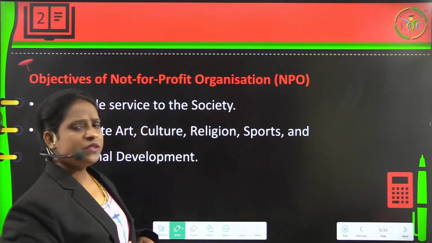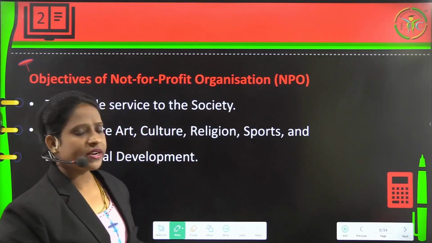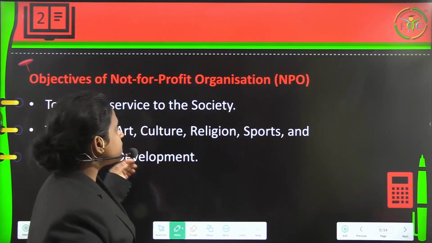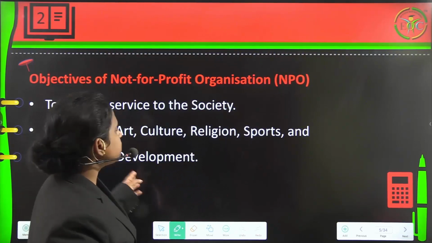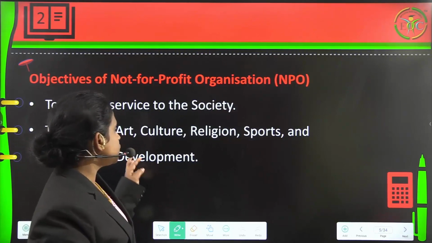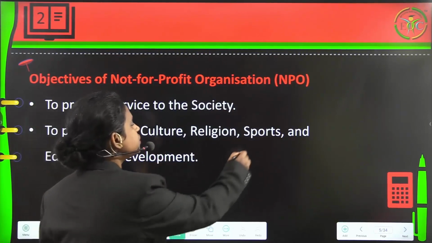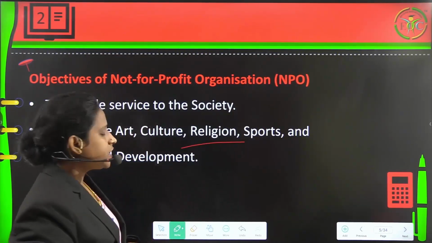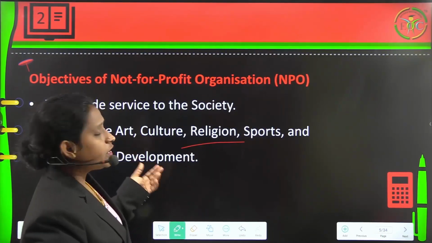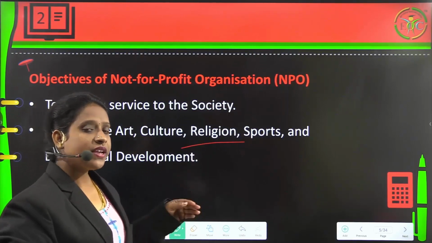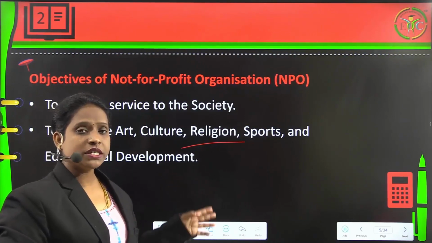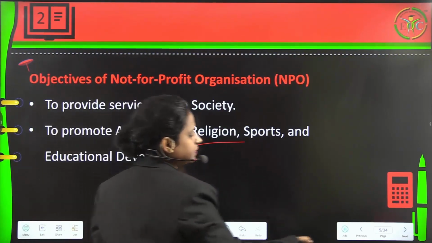Then what are the objectives of not-for-profit organization? We call it NPO. So here we have to understand the objectives. The first objective is to provide services to the society. The second objective is to promote art, culture, religion, sports and educational development. So this is the main objective, why they have come up with this kind of not-for-profit organization. Their expectation is not to make money, rather their objective is to provide services, right?